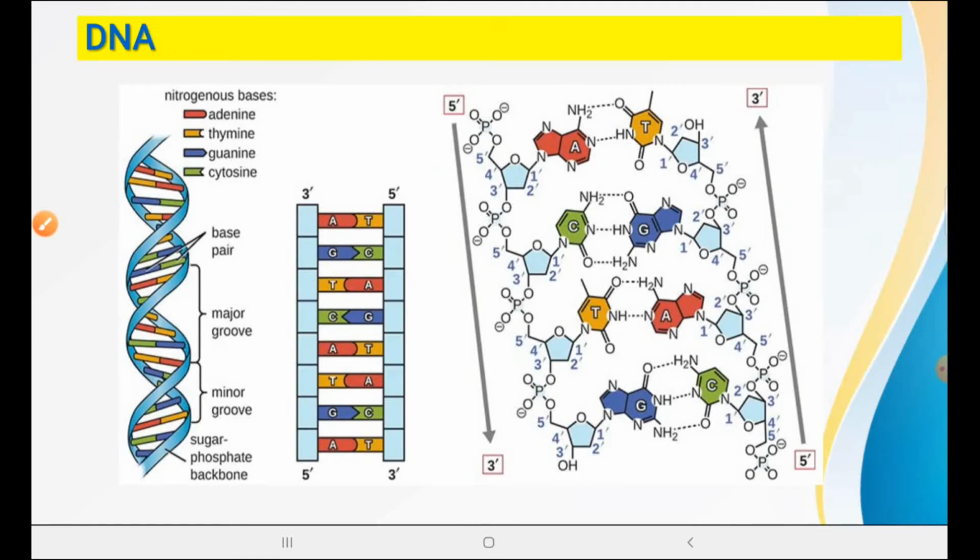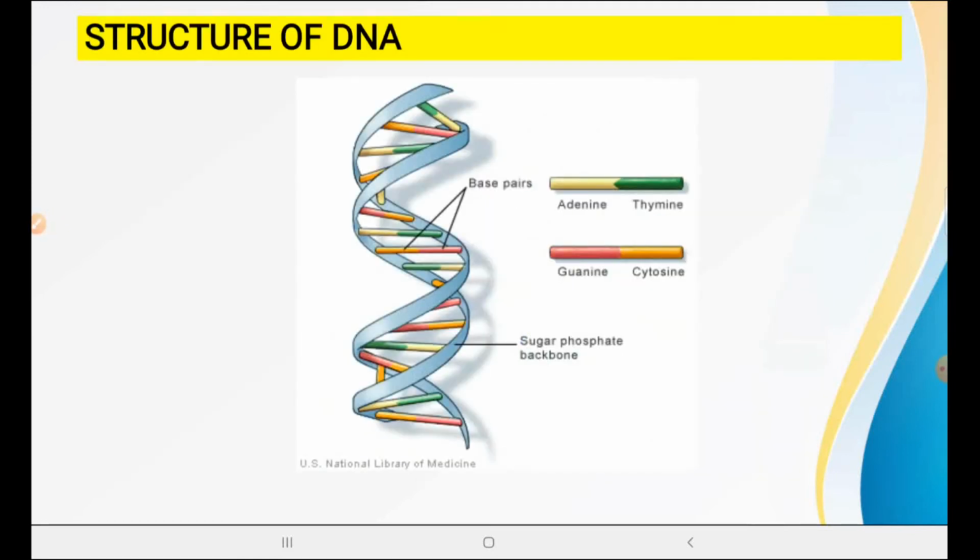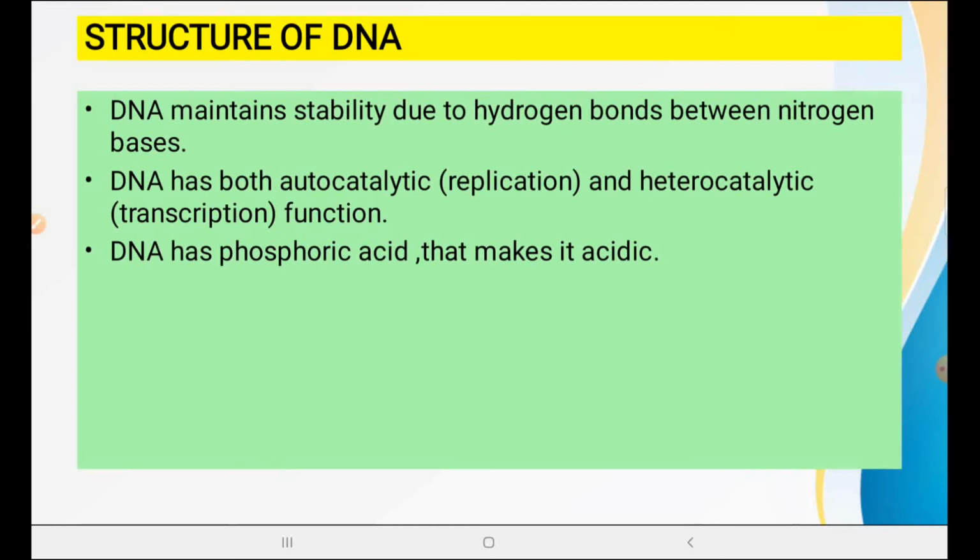Got it? So now, what are the functions of DNA? In this picture also you can see the two strands are complementary to each other. Okay. Now let us see the functions of DNA. You know that DNA maintains stability due to hydrogen bonds between nitrogen bases. This DNA is highly stable because of the presence of hydrogen bonds between nitrogenous bases.